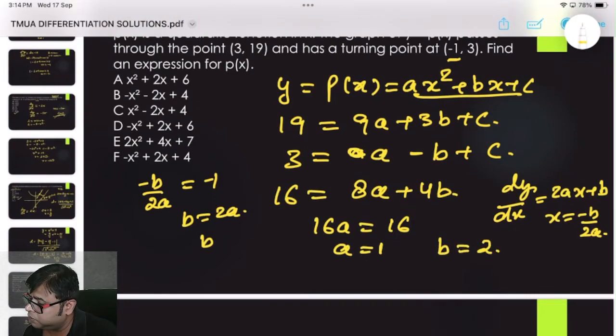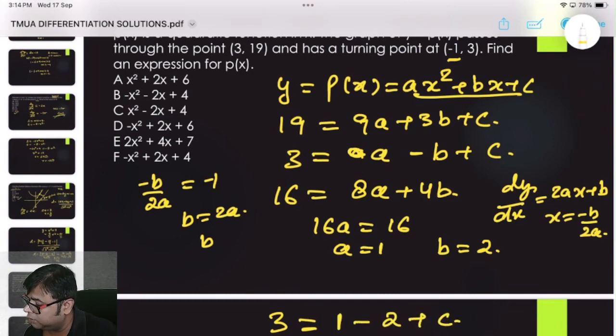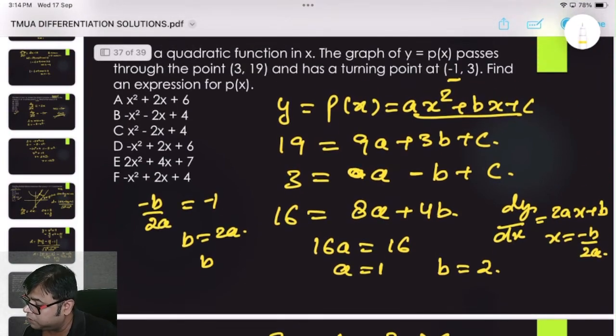And if p becomes 2 and I put it in the equation, so 3 is equal to 1 minus 2 plus c. So c will be 4. Then the equation will be a is 1, b is 2 and c is 4. So I'll just put it x square plus 2x plus 4. Right? So it's x square plus 2x plus 4.